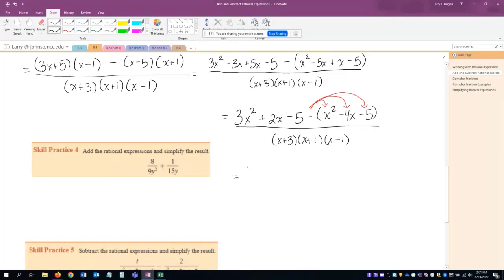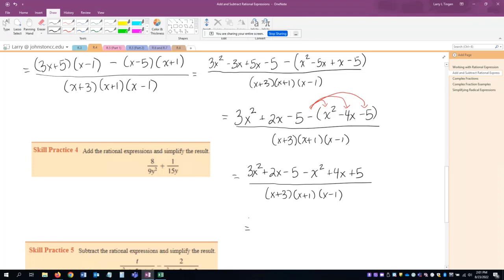So what do I have now? I now have 3x squared plus 2x minus 5 minus x squared minus negative 4x, which is plus 4x, minus negative 5, which is plus 5, all divided by x plus 3 times x plus 1 times x minus 1. Let me say it again. We're going into more detail than I need to, because if you can stop here and say 3x squared minus x squared and do the process that way, that's absolutely fine.